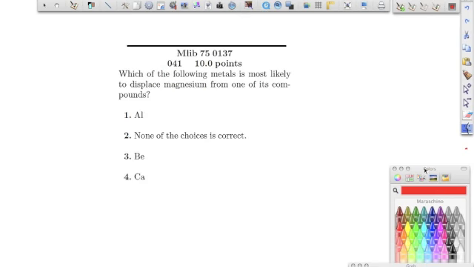Okay, number 41, it says, which of the following metals is most likely to displace magnesium from one of its compounds? Now, if something replaces it, that means that it's more highly active than it. So basically what we're looking at is on the activity series, anything that is above magnesium is most likely to displace it. And the higher it is on the activity series, the easier it is to displace it. So when we're looking on our activity series, we see that the correct answer should be calcium, because calcium is the highest above magnesium on the activity series. And remember, that's on your formula chart.